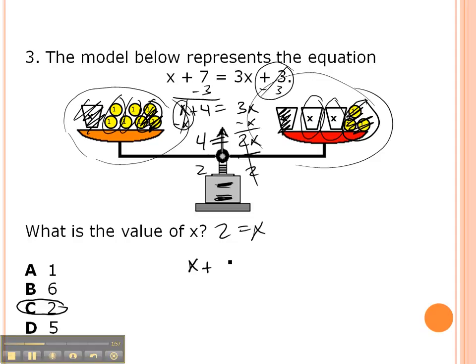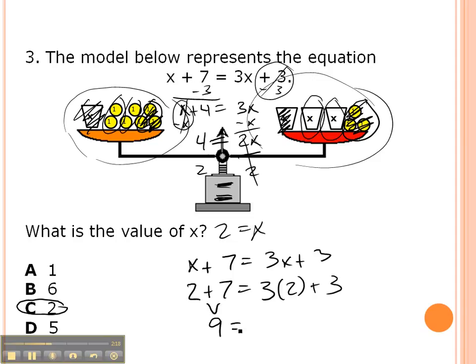Now let's check our answer by plugging that into our original equation. Our original equation was x plus 7 equals 3x plus 3. Everywhere I see x, I'm going to write 2 instead of x. So 2 plus 7 equals 3 times 2 plus 3. If 2 really is the correct answer, this equation will be true. 2 plus 7 is 9. 3 times 2 is 6 plus 3. And 9 equals 9. Checks out. Good.